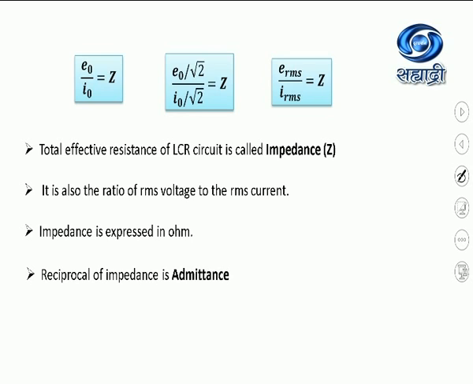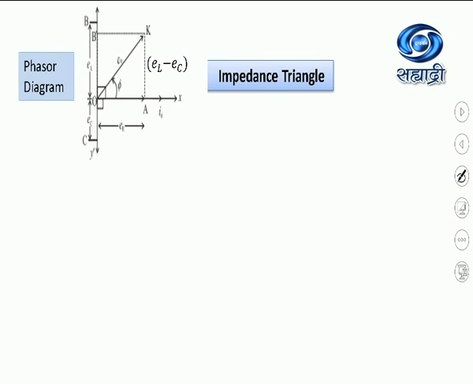The reciprocal of impedance is called admittance, and its SI unit is Siemens or per ohm. Commonly used unit is Siemens.